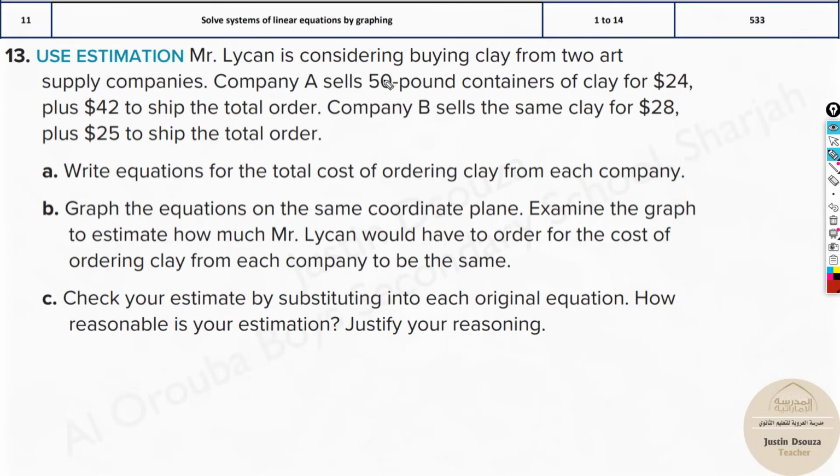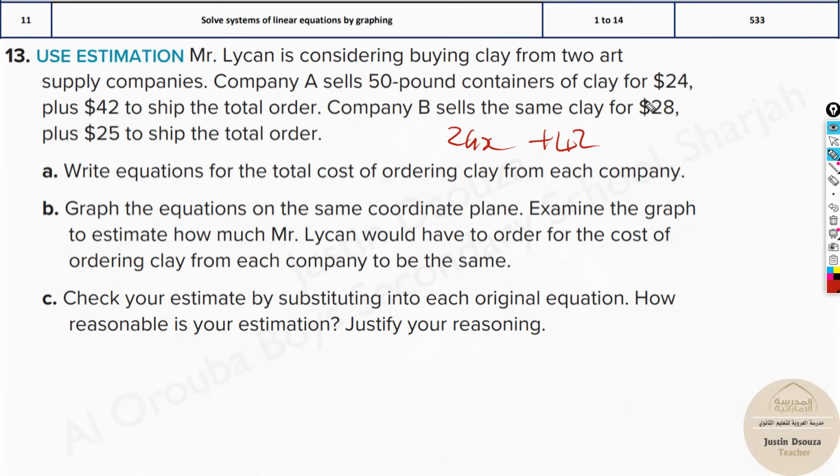Here we need to understand that the 50-pound container rate is a constant rate. How much? 24. So if you buy one container of 50 pounds, it's 24. If you buy two, it'll be 2 times 24. And it keeps on constantly changing. So that part is 24x. Whereas something that is a one-time payment, like the shipping cost, is just one time. It doesn't change. It doesn't matter if you buy 10 containers, it's going to be the same thing to ship the order. That is 42. So you need to know what is the constant part and what is the varying part.